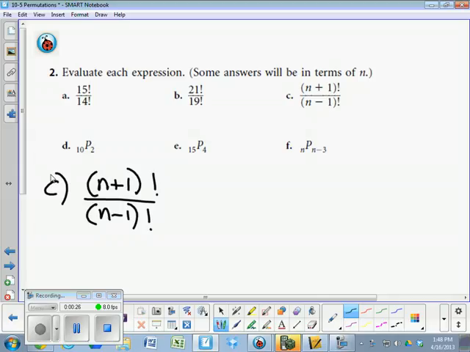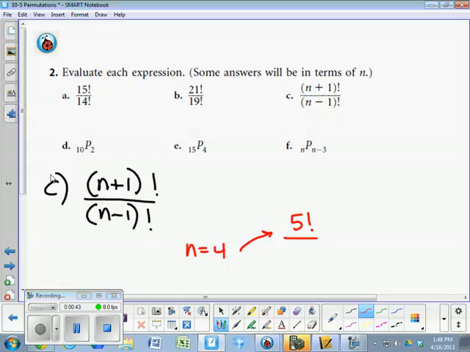Pick a number for n. All right, I heard 4 first. If n was 4, what would the numerator be? 4 plus 1? 5 factorial, right? So the top would be 5 factorial. The bottom would be 4 minus 1, which is 3 factorial. If you expanded this, what's on the bottom? 3 times 2 times 1. Who would cancel? The 3, 2, and the 1, and you'd be left with 5 times 4.